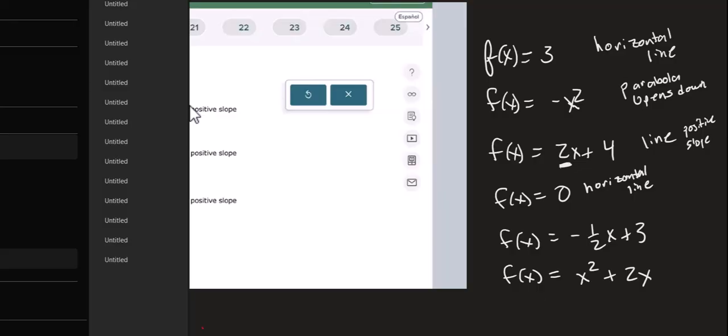This one has an x but not an x squared, and the x is negative. So that's a line with a negative slope. This one has an x squared, that's positive, so it's a parabola opening up.